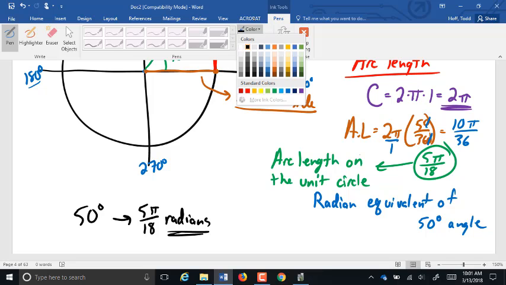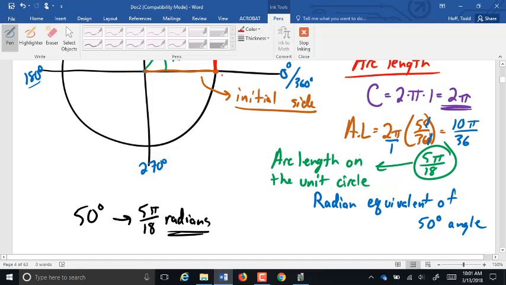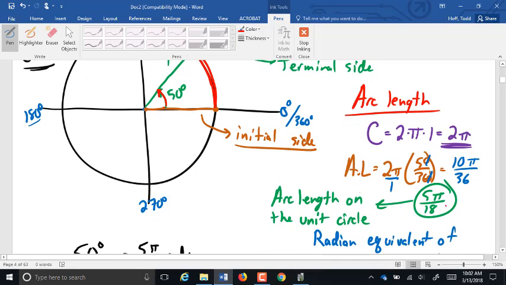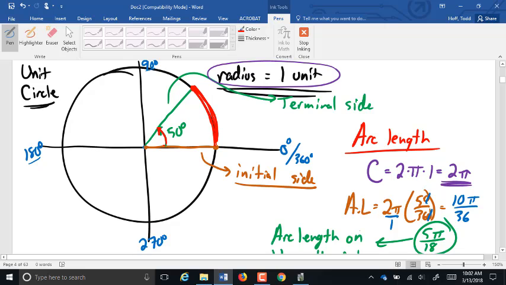The difference is very subtle. Degrees measure rotation. 50 degrees means that's 5/36ths of a full circle. The 5 pi over 18 radians is literally just the length of the arc that angle forms on the unit circle, a circle with radius of 1.